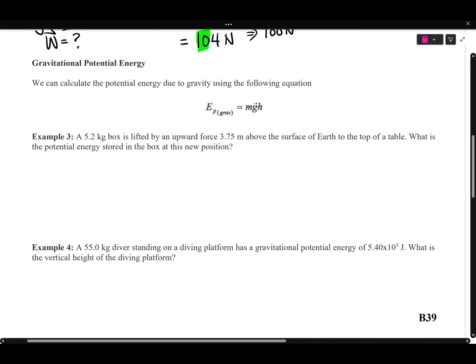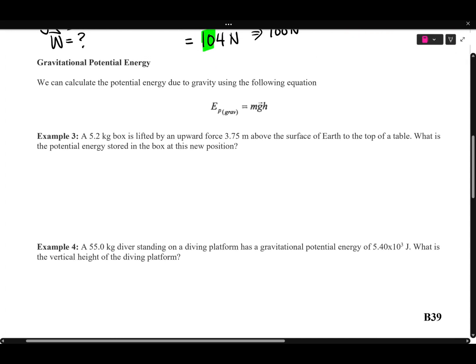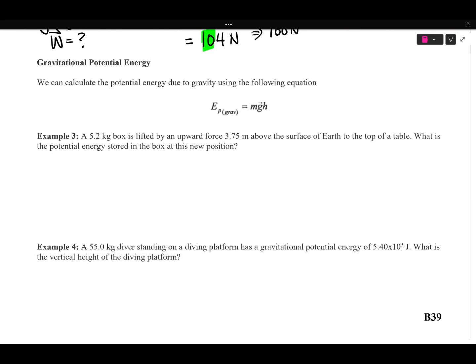So gravitational potential energy, we're back on page B39. Let's try our first example together. A 5 kilogram box is lifted by an upward force of 3.75 meters above the Earth's surface to the top of the table. What is the potential energy stored in the box at this new position? So always write down what we know.